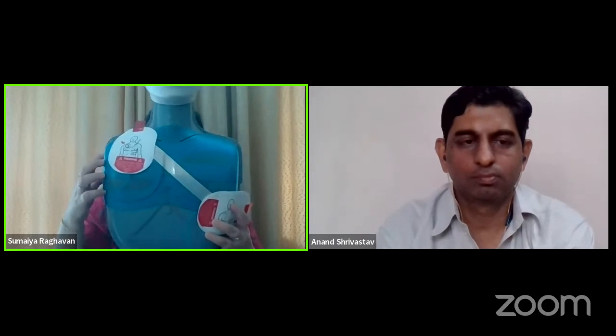So just like how it is given in the picture, attach the pads, and you also need to attach the pads the same way. Remember, our heart is here. So when the shock is given, it should go through the heart. If you've attached the pads like this or like this, it is not going to go to the heart. That is why the picture is given, and attach the pads as per the picture given.